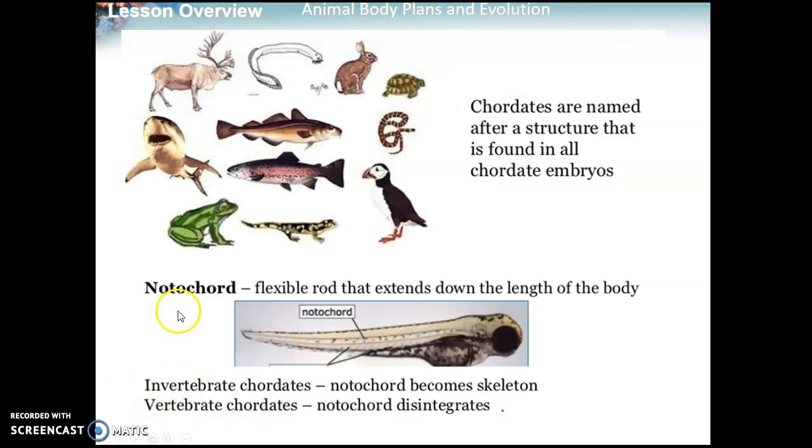Chordates have a notochord, which is a flexible rod that extends down the length of the body. If chordates are vertebrates like you, this flexible rod disintegrates and it kind of turns into your spinal column and your backbone. If a chordate is an invertebrate, this flexible notochord just becomes their skeleton on the inside.